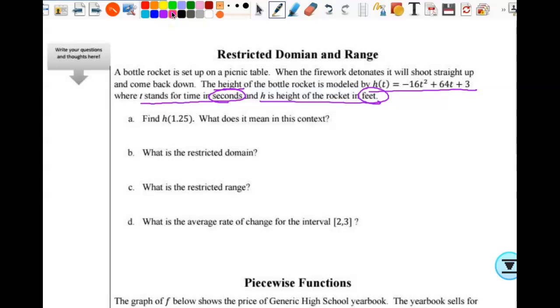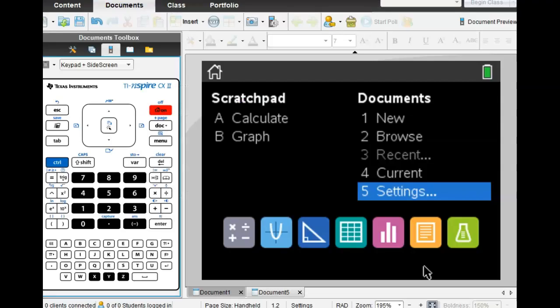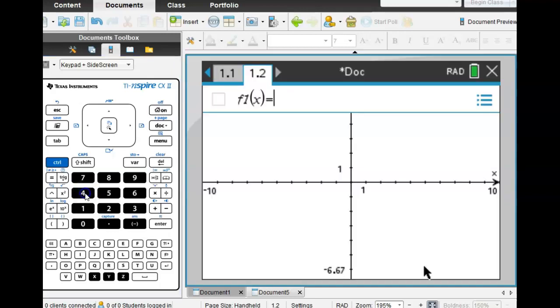Okay? So this is a calculator question, so we're going to go to the calculator. When you turn it back on, you should be here. We're not going to create a new document because we've already done that, but we didn't do anything with it. So we're going to go to the current document, which is 4, and you should be back here at the graph. Okay, everybody back here at the graph?